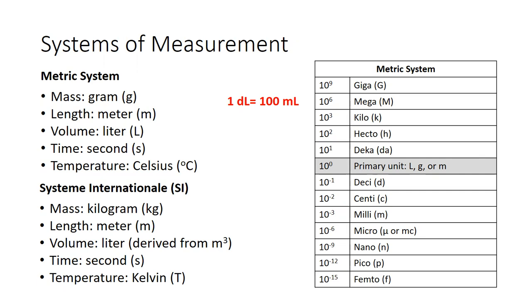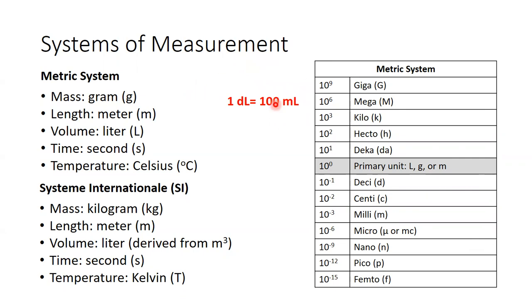And then in the metric system, the volume is a liter. It's also a liter in the SI system, but the liter is actually derived from meters cubed, whereas in the metric system, the liter is its own independent unit, and it's not derived from anything. They both use time in seconds, and then the metric system uses temperature in Celsius, and the SI system uses temperature in kelvins.